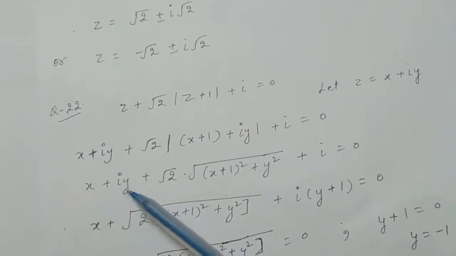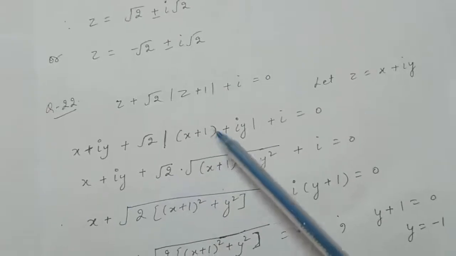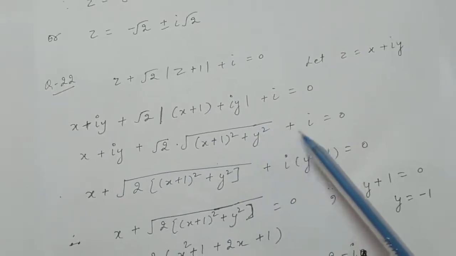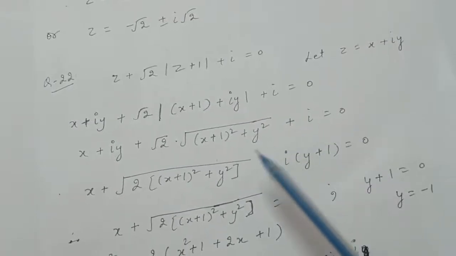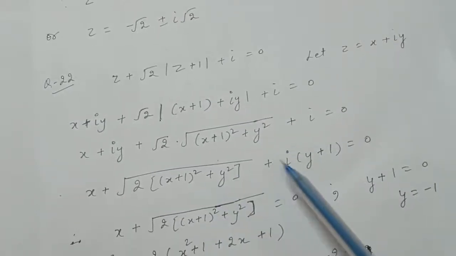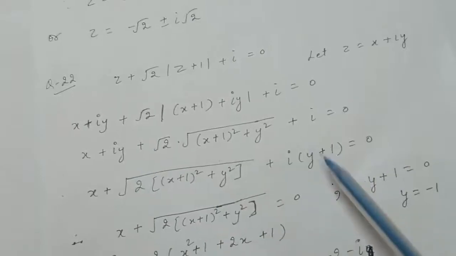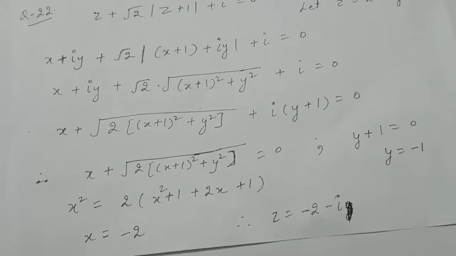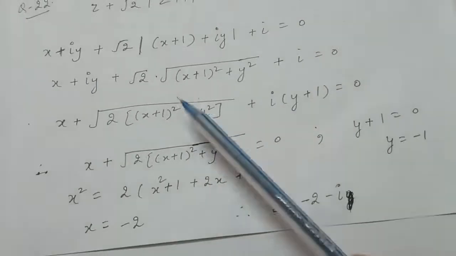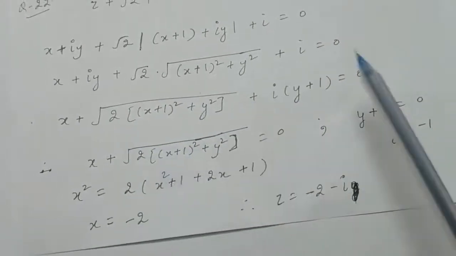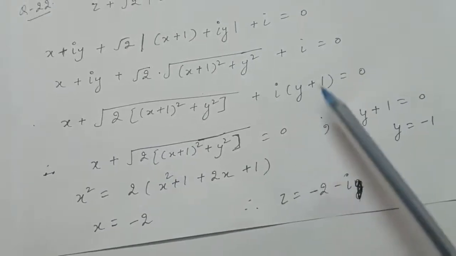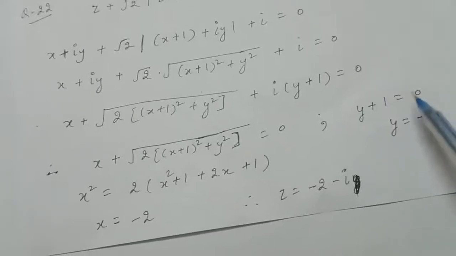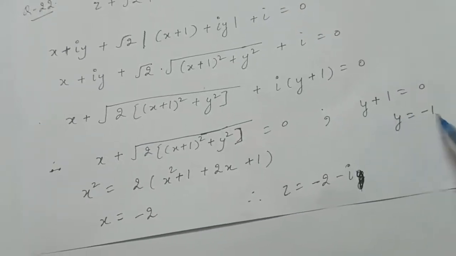Now x plus iota y plus root 2, modulus of this will be root x plus 1 whole square plus y square plus iota equal to 0. Take real part together plus iota imaginary part together, which is y plus 1 equal to 0. Now compare real and imaginary part. So from here real part is this, and from here real part is 0. From here imaginary part is y plus 1, and from here imaginary part is also 0.